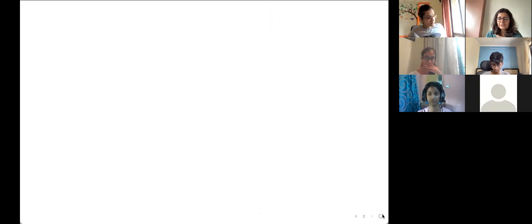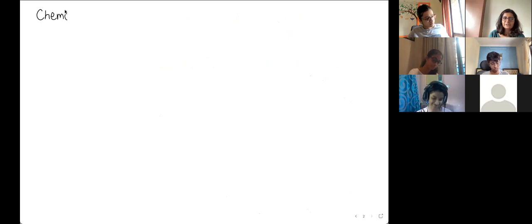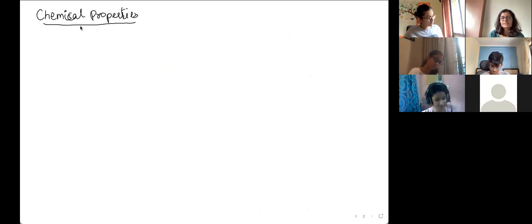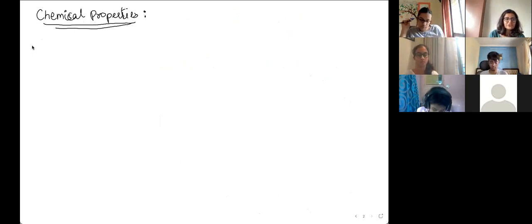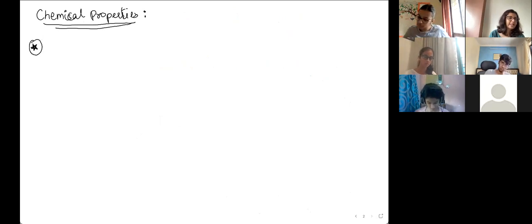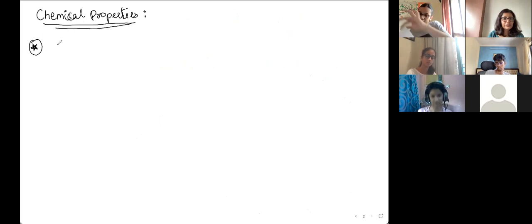Now, let's get to chemical properties. This is the major important bit of the chapter. Chemical properties, again, as always, all have to do with how these compounds react with other substances. A defining nature of haloalkanes mainly, not so much haloarenes, is their nucleophilic substitution reactions.